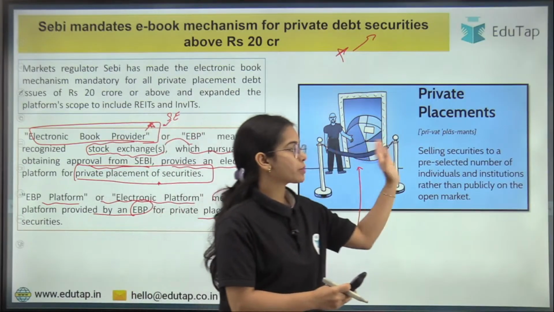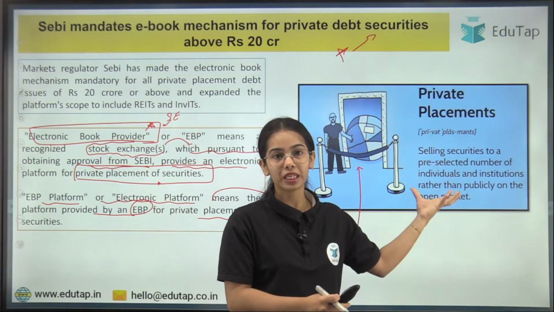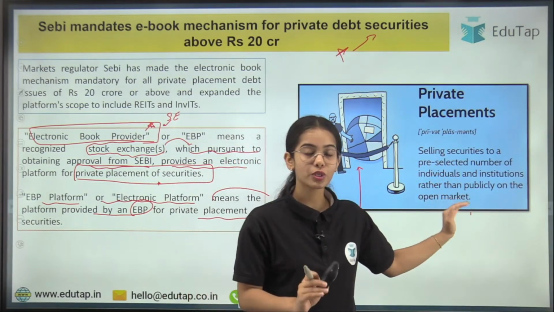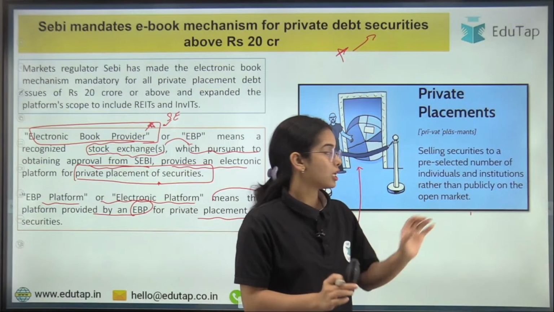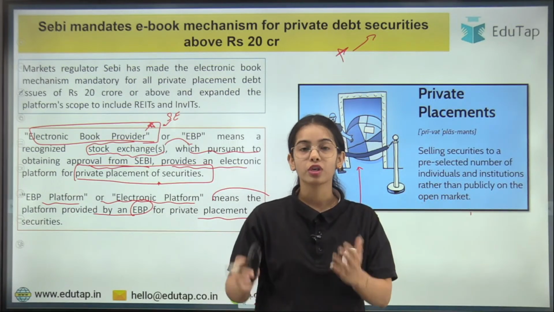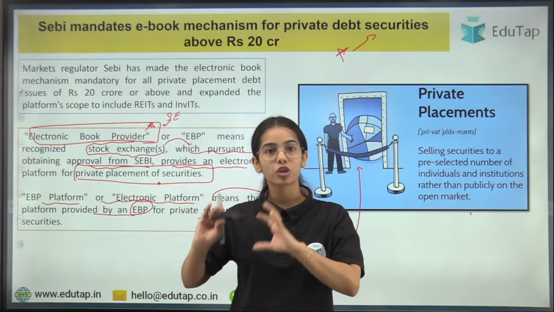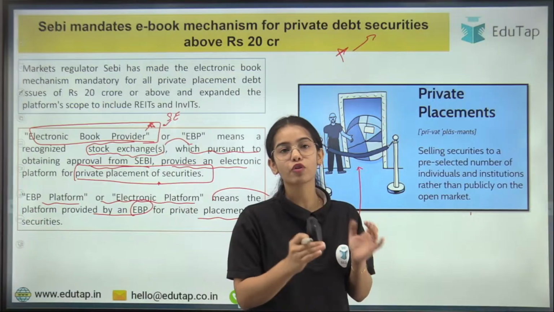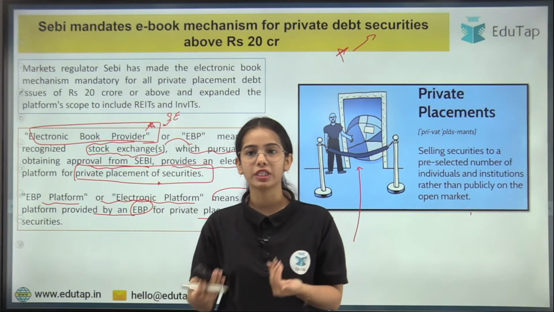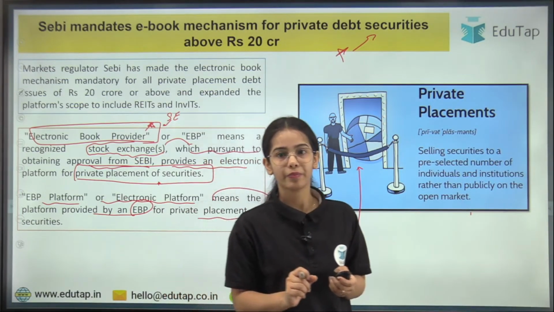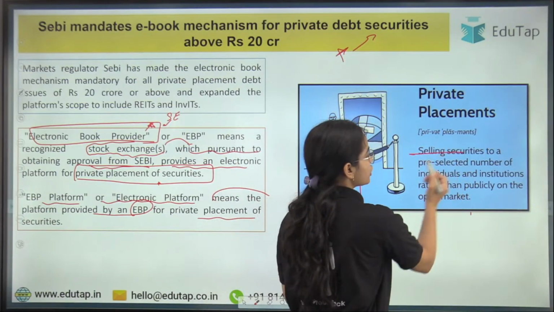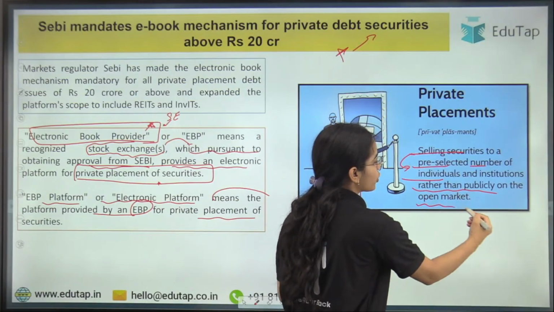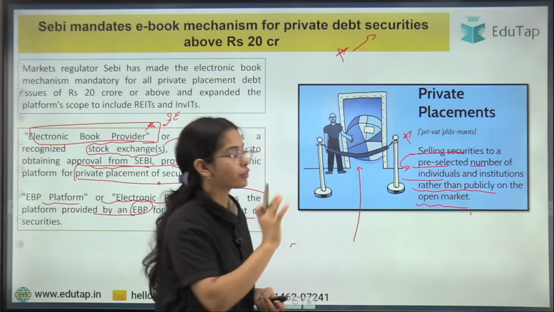Okay, so private placement of securities means that here the company is selling its debt securities to a pre-selected number of individuals or a group of investors, rather than doing the public issue to the public for the debt securities. Here only a selected group of investors are chosen for the selling of the debt securities. Okay, so this is the idea. So selling securities to a pre-selected number of individuals and institutions rather than publicly on the open market. So this is the private placement of the debt securities.